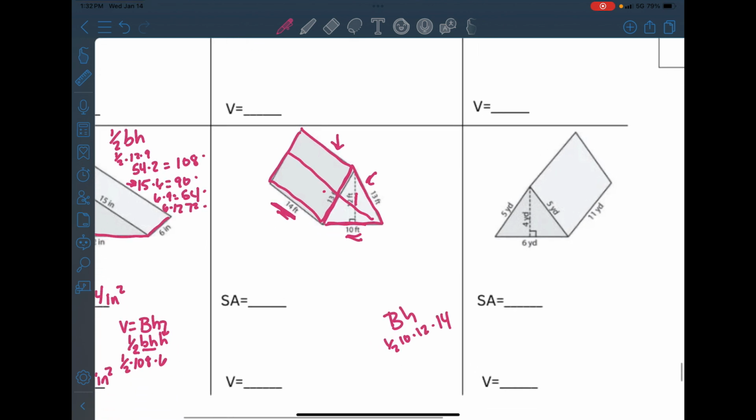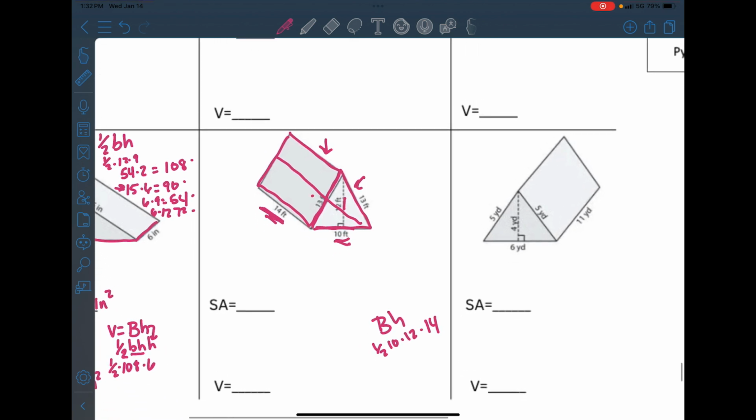Same thing, you did this third one the same way. 5 is only used for these 2 side rectangles. 4 is my height of the triangle. 6 is my base of the triangle. 11 is the height of the prism.